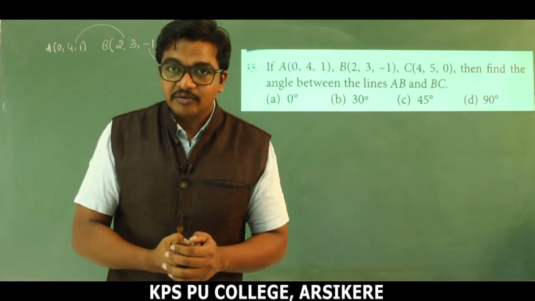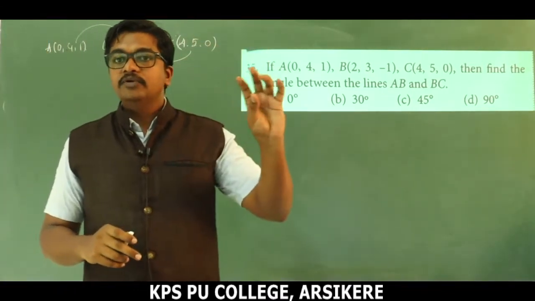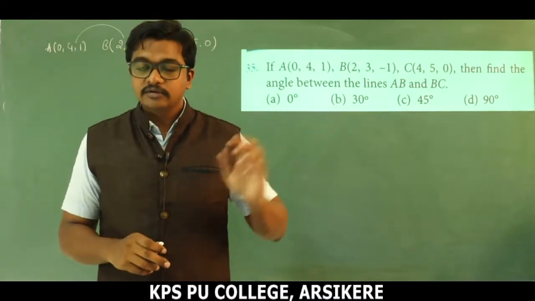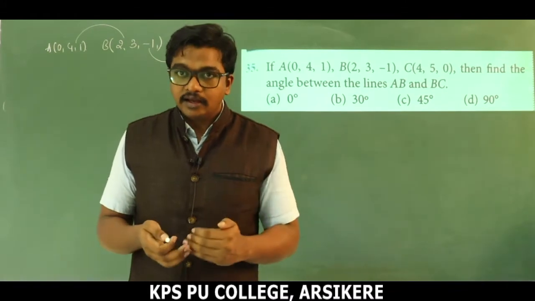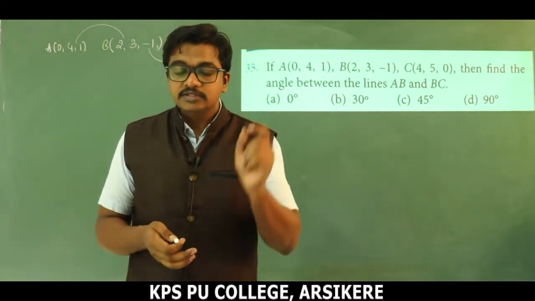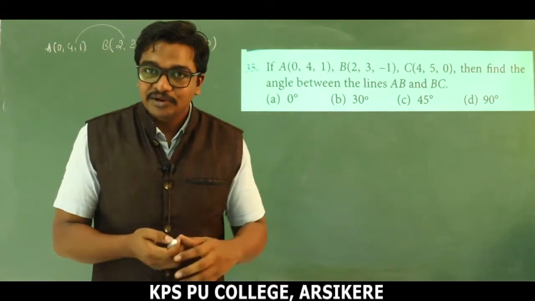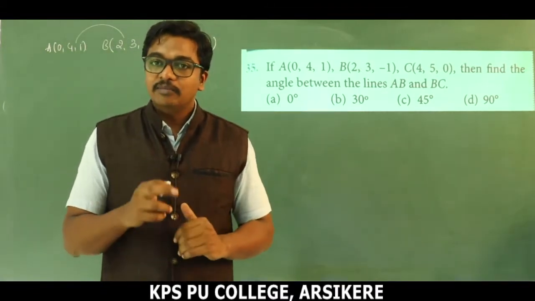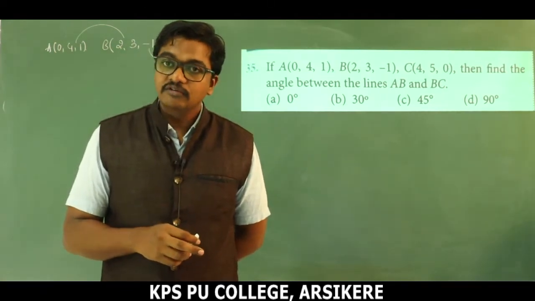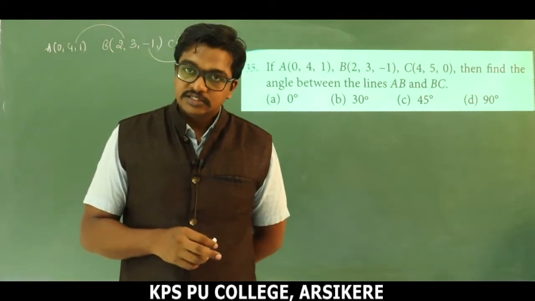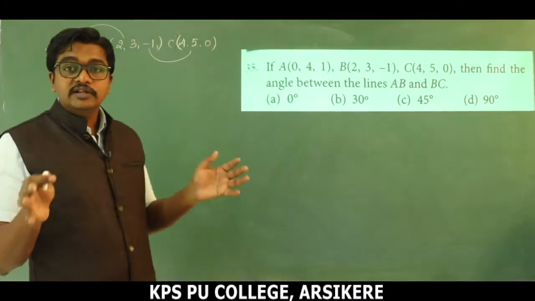We have the formula: cos theta is equal to modulus of A1 A2 plus B1 B2 plus C1 C2, divided by root of A1 square plus B1 square plus C1 square into root of A2 square plus B2 square plus C2 square, where A1, B1, C1 are the direction ratios of L1 and A2, B2, C2 are the direction ratios of L2. So before going to find the angle, just find their product.